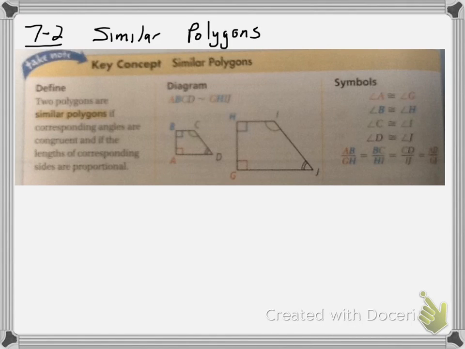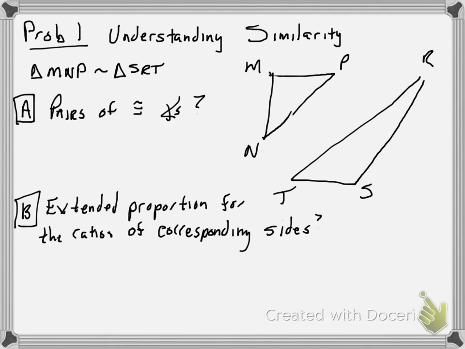7.2 is about similar polygons. Again, the key concept here is similar polygons. Two polygons are similar if corresponding angles are congruent and the corresponding lengths of the sides are proportional. So angles congruent, sides proportional. That's just the definition of similar polygons. So you can use that in a number of different ways.